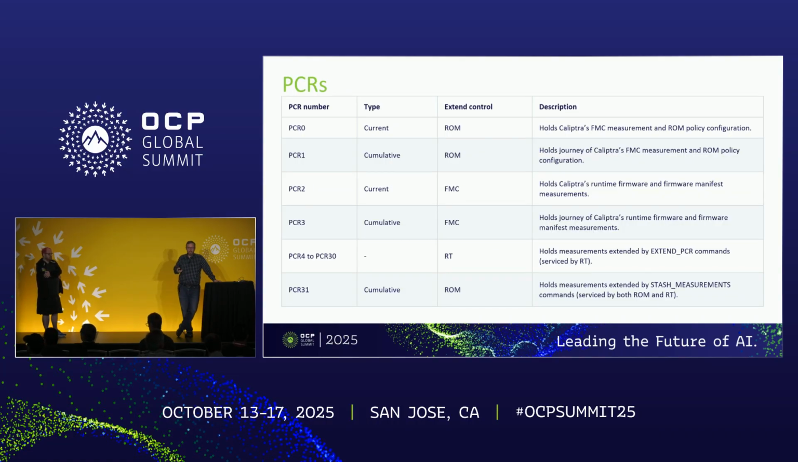Here are some uses that we've carved out for these different PCRs. So the FMC measurements and ROM configuration is in PCR 0 and 1. You'll notice that some are labeled current and some are labeled cumulative. If you want something easier to digest, what am I currently working with, you could look at the current PCRs. And these get reset every time you hitlessly or runtime update Caliptra. If you want a complete log of every change that ever happened to Caliptra since cold boot, you would look at the cumulative registers, which do not get reset across hitless updates.